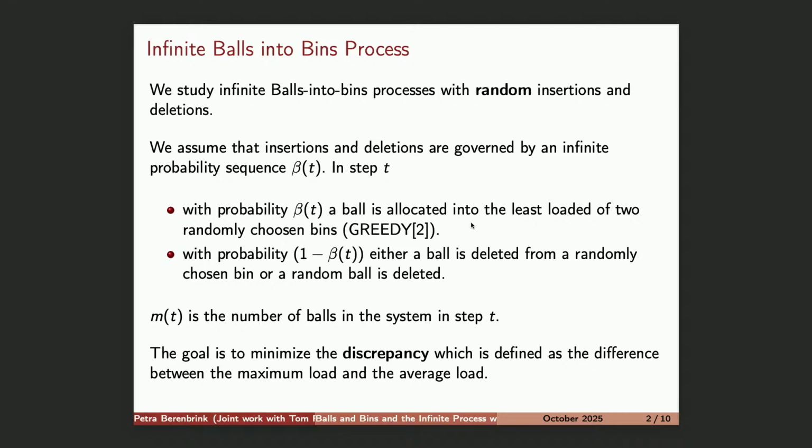And the goal that we have is to minimize the discrepancy, and the discrepancy is defined as the difference between the minimum and the average load. So not between the maximum and the average load, not the difference between maximum and minimum, because in balls into bins we know that the lower gap is larger than the upper gap. So it's maximum minus average load.